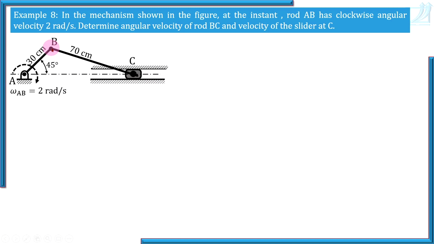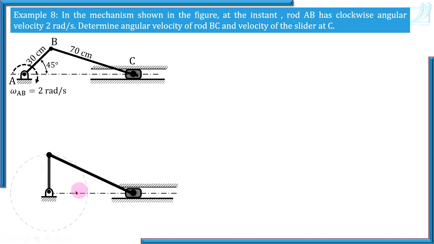What do you mean by internal hinge? It is a pin joint where members of a system are connected to each other. At point B, rod AB and rod BC are connected. B is internal hinge. Similarly, C is internal hinge where rod BC and the slider are connected. So there are 3 pin joints A, B and C. But A is fixed center of rotation. Rod BC does not have fixed center of rotation.